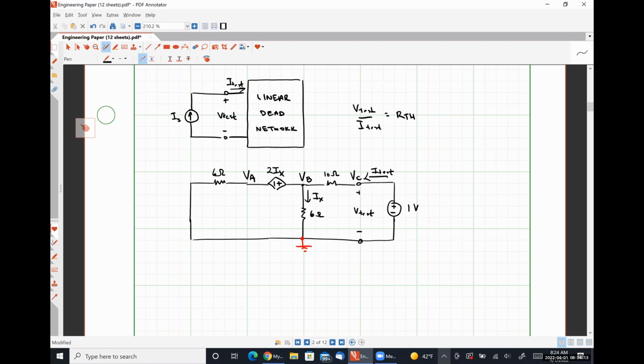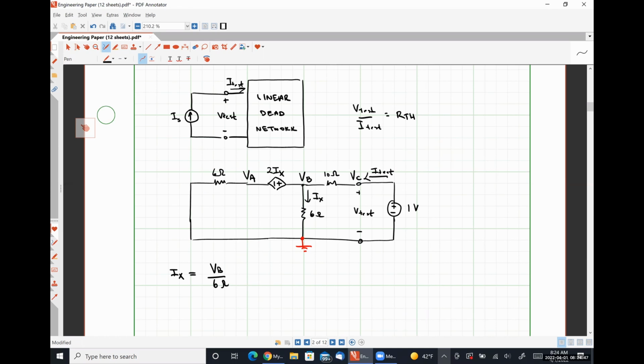So we have a dependent source, which means we need to write a controlling variable relationship. So how do I express my current Ix in terms of my nodal voltages? VB over 6 ohms, absolutely correct. Okay, we all good with that?